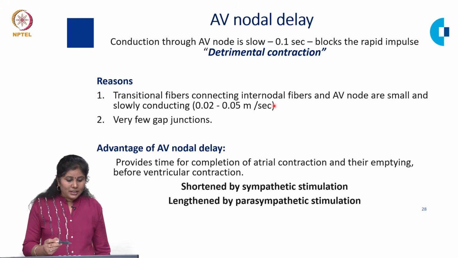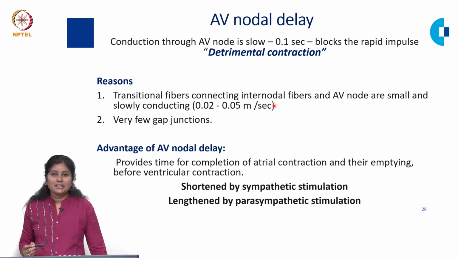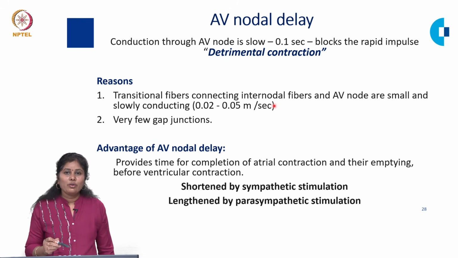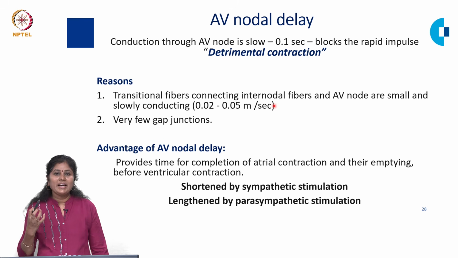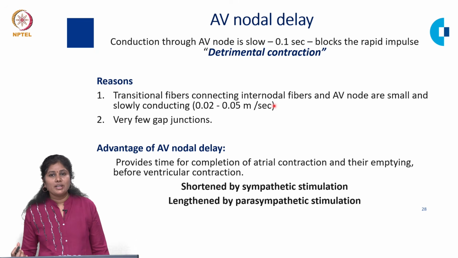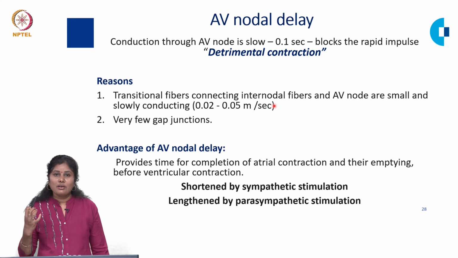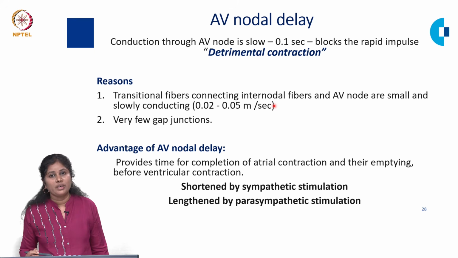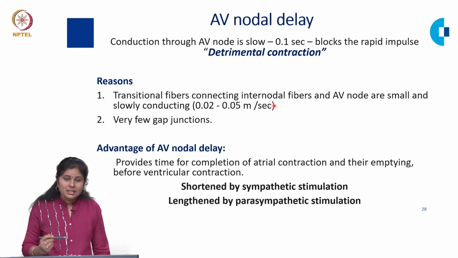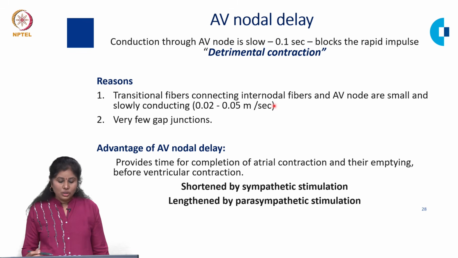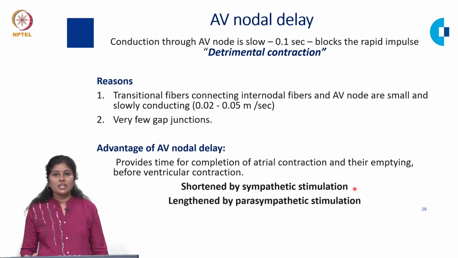And the advantage of this AV nodal delay is that because of this delay only, the atrium is able to completely contract and empty its blood into the ventricle before the ventricular contraction starts. So, a sufficient amount of cardiac output is possible only because of this AV nodal delay. Now, this AV nodal delay is also shortened by the sympathetic stimulation and lengthened by the parasympathetic stimulation.